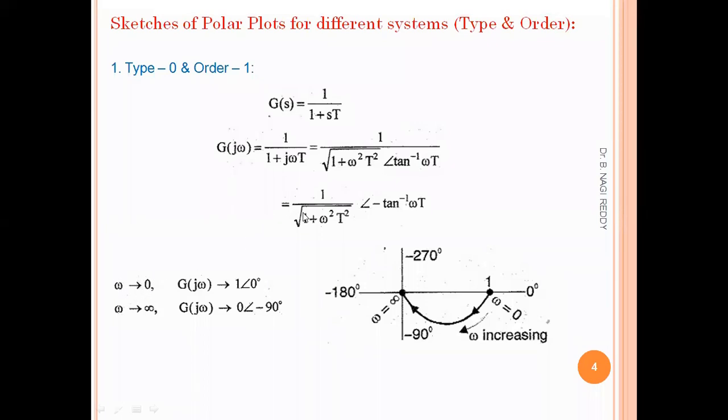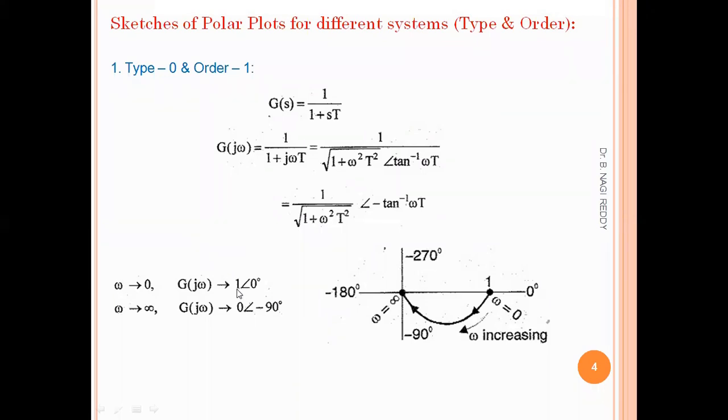So when we substitute omega is 0, what will happen to the magnitude and the angle? Let us see. Now substitute omega equal to 0 and check the magnitude. So 1 by the square root of 1 plus, here omega will be 0, that means 0 squared into T squared. So this term becomes 0. So in the denominator, we'll have the square root of 1.